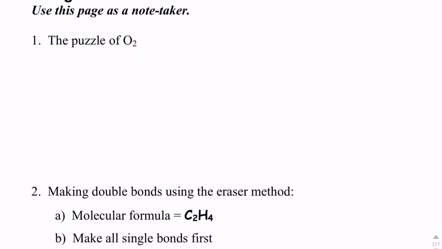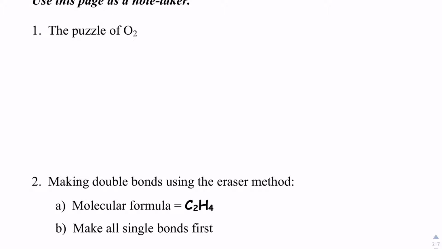This assignment will be looking at advanced Lewis dot structures. We're going to start with number 1, the puzzle of oxygen gas. Oxygen gas exists as a diatomic, which means there are 2 of them, O2. That means that those 2 oxygens are bound together in a covalent bond. So let's try and figure that out.